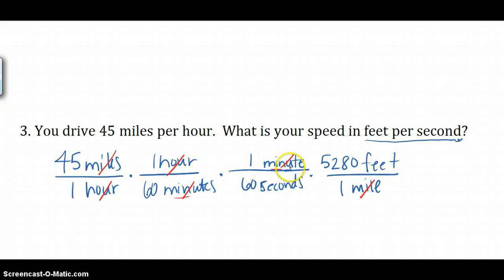So then I can multiply straight across and get my answer. If I multiply 45 times 1 times 5,280, and then divide by 60 times 60, I should end up with 66 feet per second. And that is your answer.